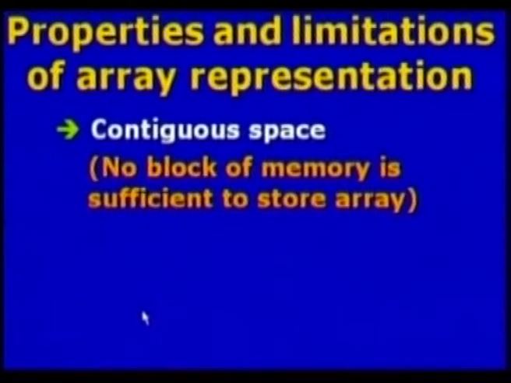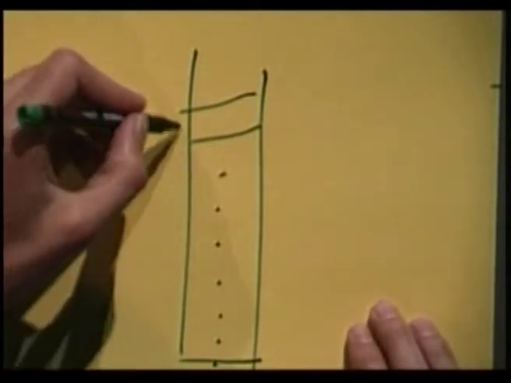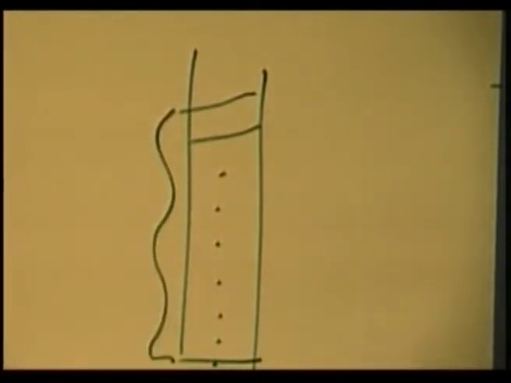And finally, properties and limitations of array representations. Well, array representations are contiguous, and that means consecutive locations in the memory, like this. So when you say A of 10 and 10, you're reserving 100 consecutive locations, one piece, one block in the memory. Well, this is a problem sometimes because the operating system does not have contiguous 100 locations to do that. So this is a limitation.